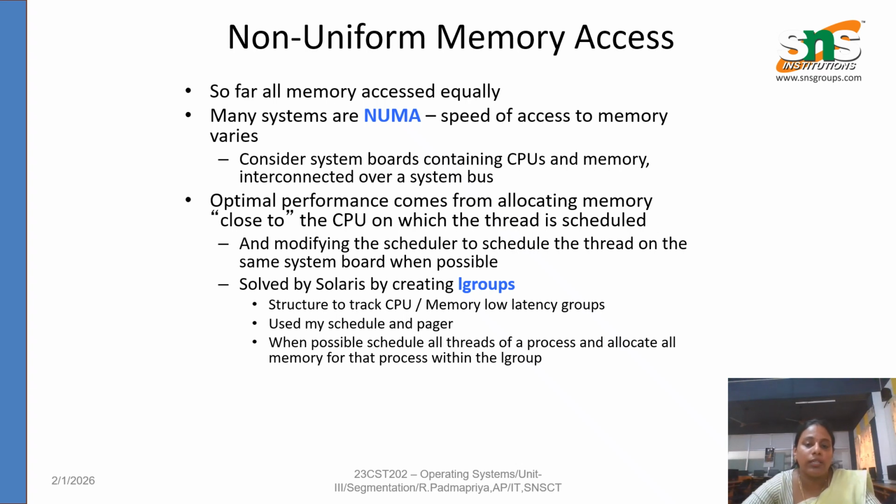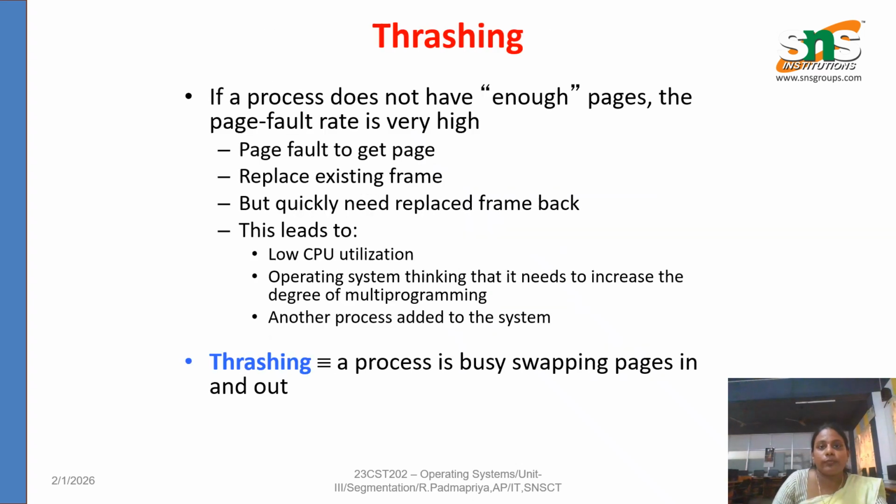This is solved by Solaris by creating lgroups, a structure to track CPU and memory low-latency groups, used by the scheduler and pager. When possible, schedule all threads of a process and allocate all memory for that process within the lgroup.